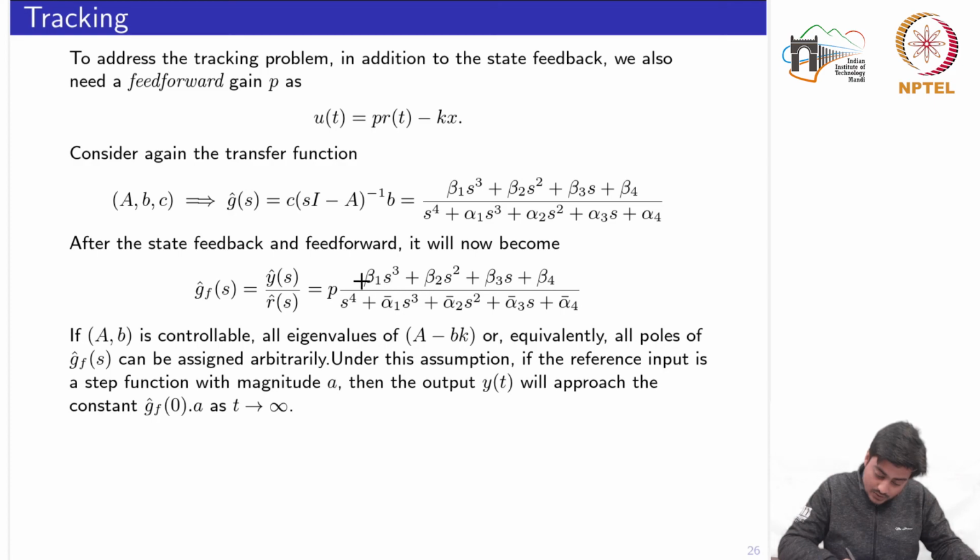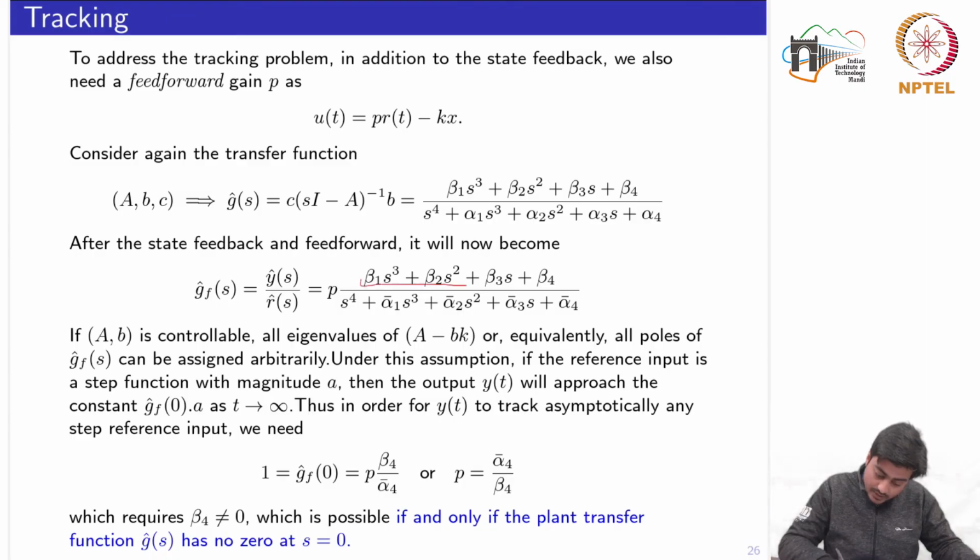So if I put s equal to 0, all this part would go away, and similarly all this part would go away, and we would have Y hat of 0 equal to G hat f of 0 times A, because A is the DC value of the reference signal. Now as all these numerator and denominator parts go to 0, the remaining part is beta 4 by alpha 4 bar, and we want this G hat f of 0 to be equal to 1, in which case only we would have y hat equal to r hat in the steady state.